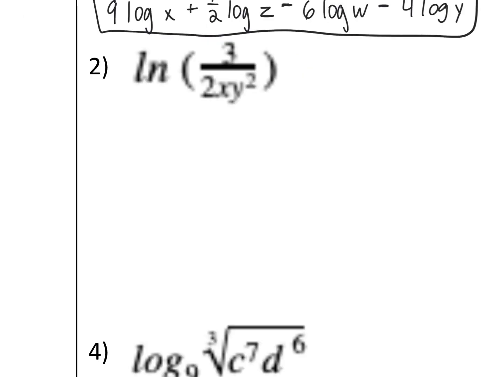Okay, what's the first thing that's got to be tackled here? The division. Okay, and what do we need to do with it? Turn it into subtraction. So how'd you do that? ln 3 minus ln 2x. Perfect. From there, we're just working left to right, correct? So natural log of 3, is that fully expanded? Yeah, I can't do anything with that. So I'll leave it. I'll keep my subtraction sign.